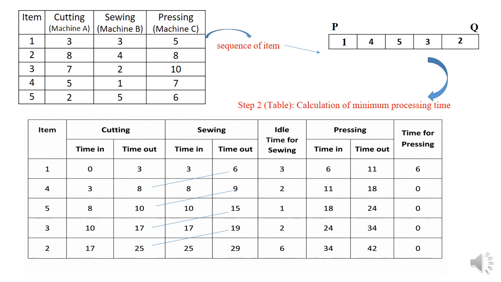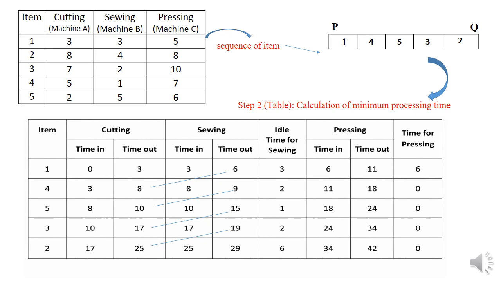And the time in of item 1 in pressing machine is 6 because when sewing machine completes this item, then pressing machine starts its work. Time out of pressing machine is 11, that means time in plus the processing time of item 1 in pressing machine. Now the idle time of pressing machine is 6 hours for starting this job.